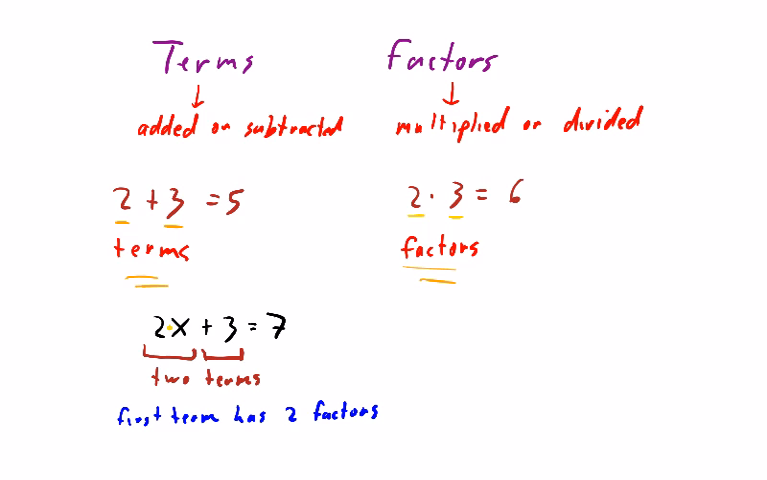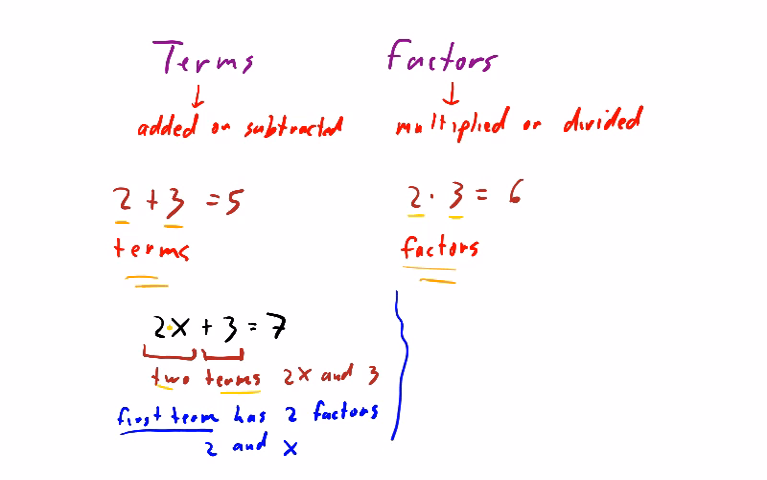Okay, so when we talk about the two terms, the first term would be 2x, and the second term would be 3. When we talk about the two factors of the first term, there would be a factor of 2 and a factor of x, where x represents some number that we have not yet solved for.